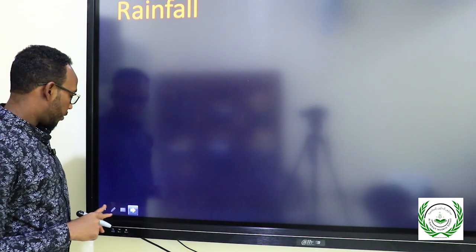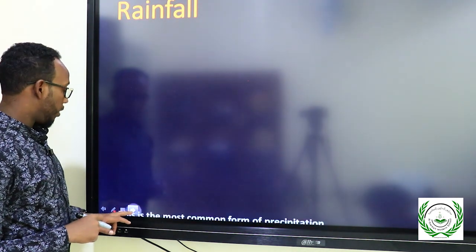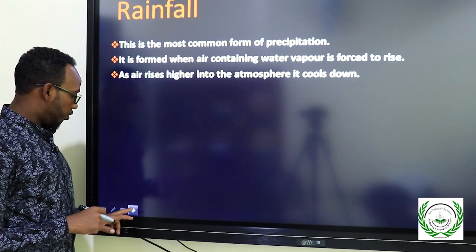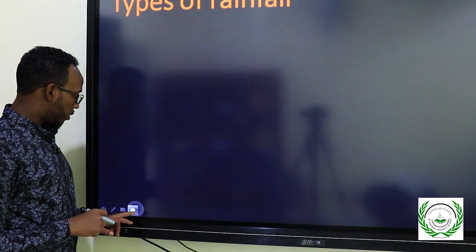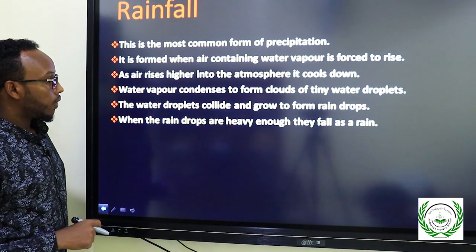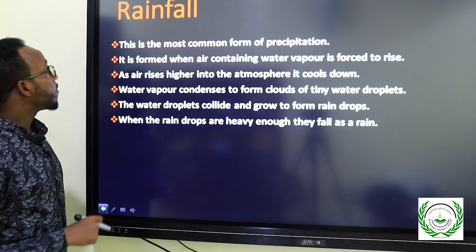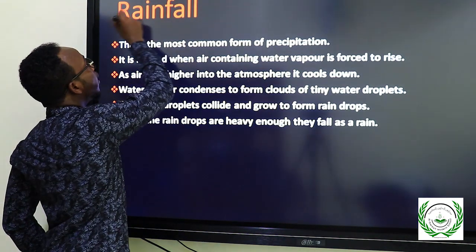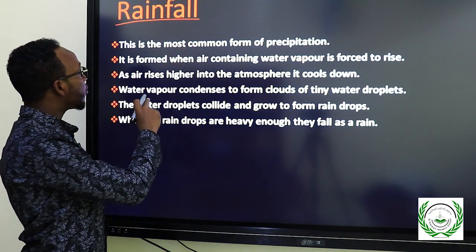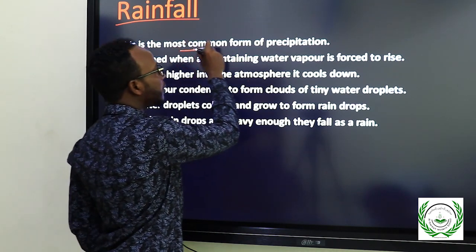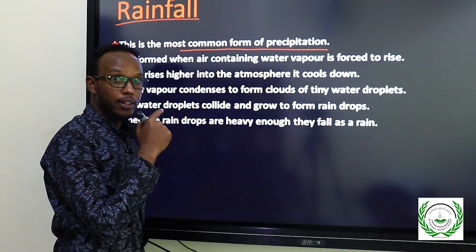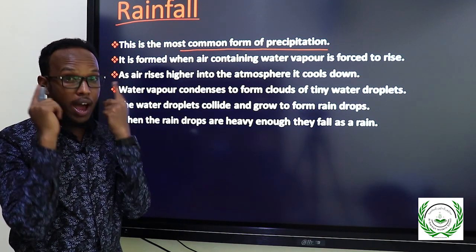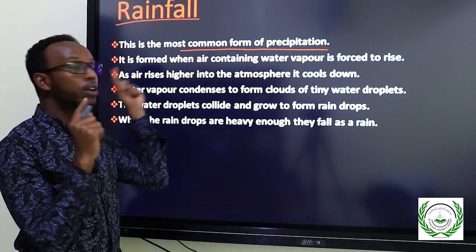Rain. Okay, let's explain rain, the meaning of rain. Also, let's explain the formation of rain. Rainfall. This is very important. This is the most common form of precipitation. You have to know it. This is the most common form of precipitation.